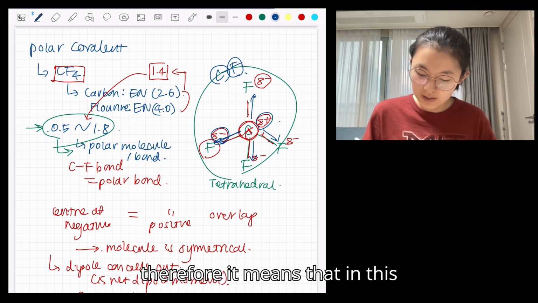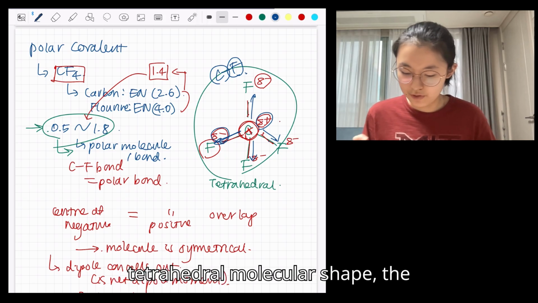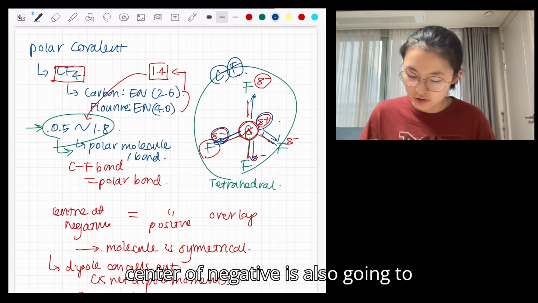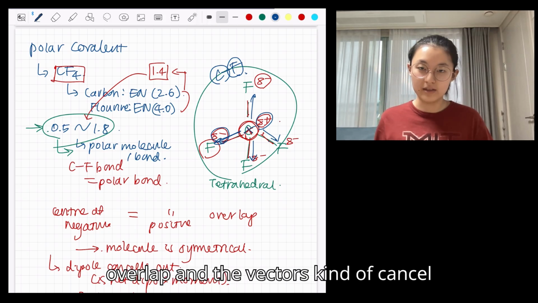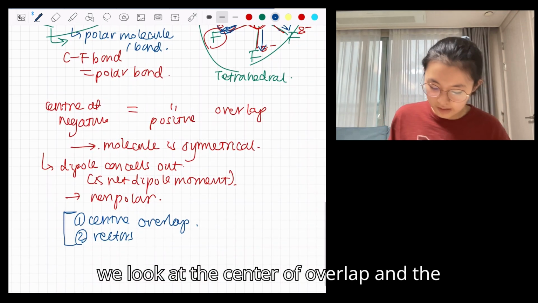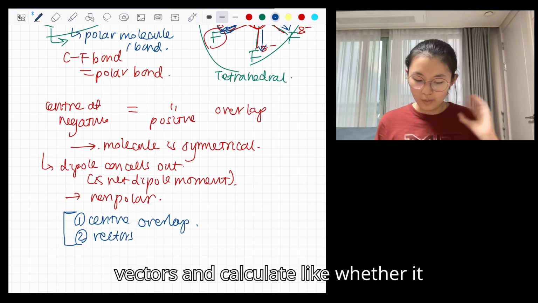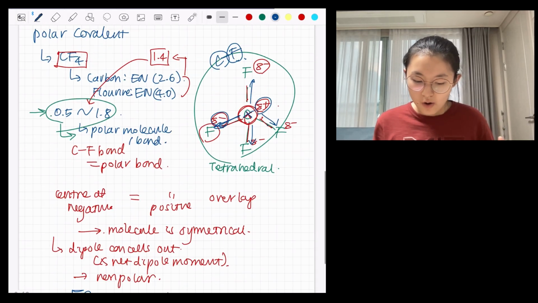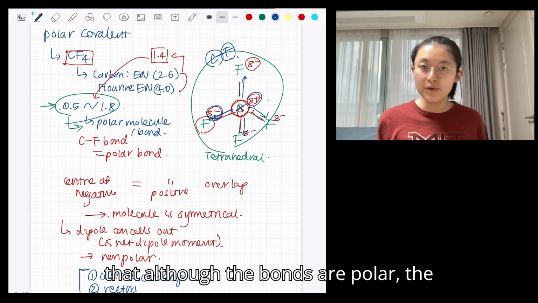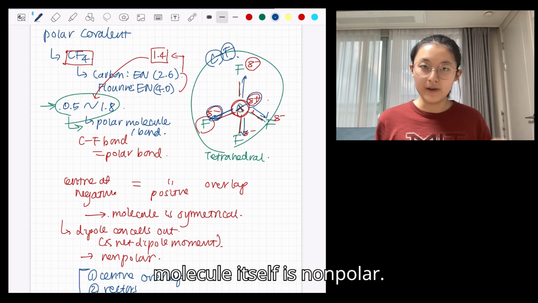So in this tetrahedral molecular shape, the center of positive and the center of negative overlap, and the vectors cancel out. So based on this criterion, when we look at the center of overlap and the vectors and calculate whether it results in a significant change or not, we can conclude that although the bonds are polar, the molecule itself is nonpolar.